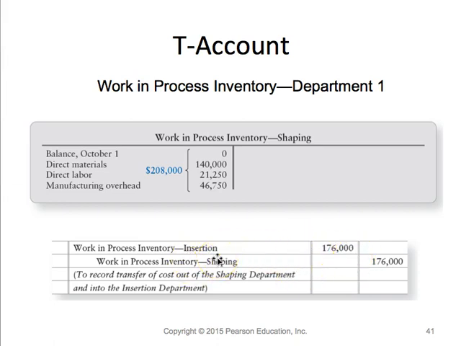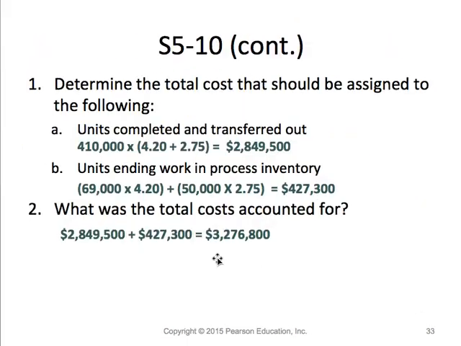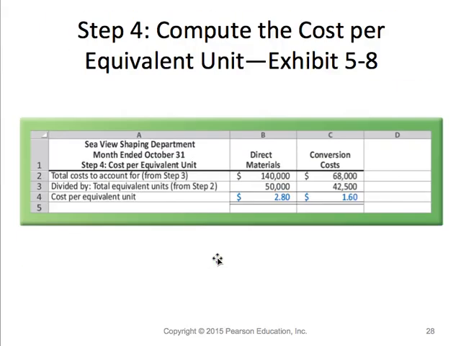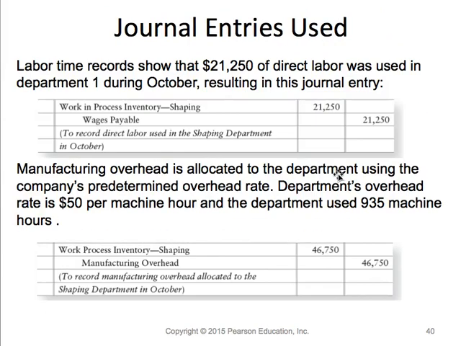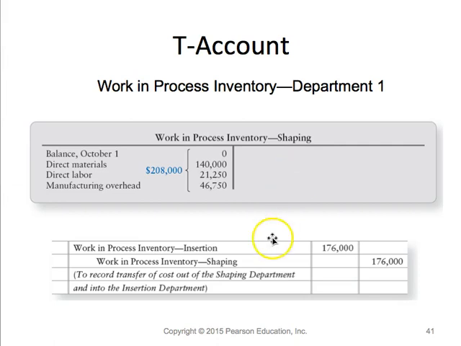Remember, we have calculated that here. This is how much we completed and transferred out. So these are the total units that will be transferred out to the next step. So 176 will be added into the work in process inventory for the insertion, and then work in process inventory for the shaping is going down by 176,000.